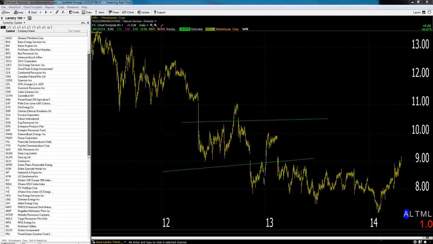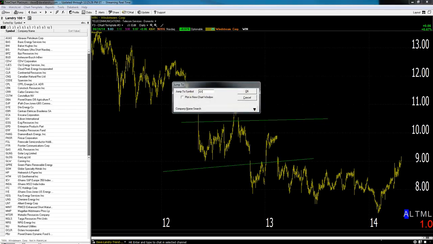Too wide and loose longer term. It's going to have too much overhead supply longer term. So I would leave that one alone. Okay.